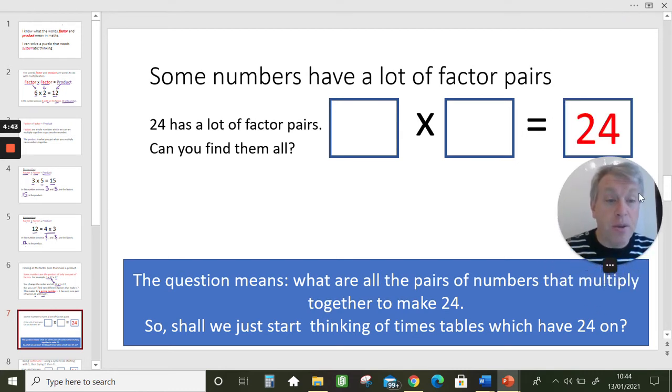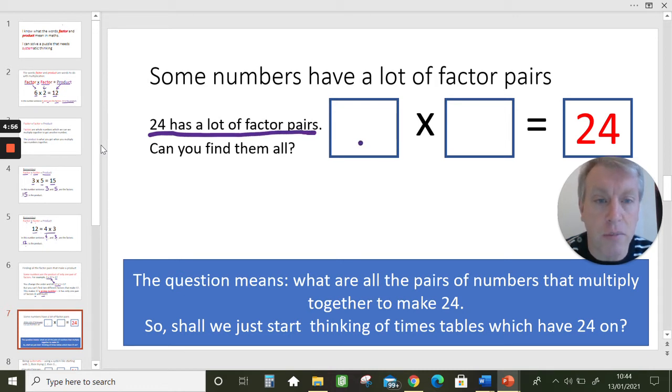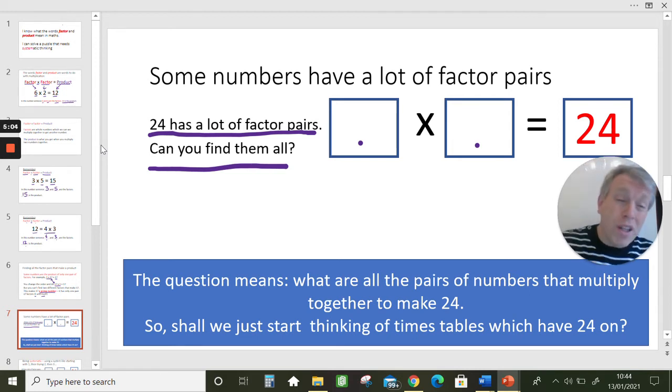But most numbers are not prime numbers. And in fact, some numbers have a lot of factor pairs. So here's a question for us to think about. 24 has a lot of factor pairs. Something times something equals 24. So I might ask you, can you find them all? And the question means, what are all the pairs of numbers that multiply together to make 24?